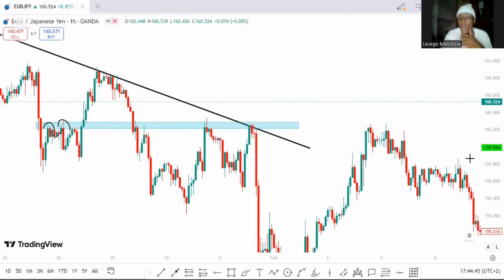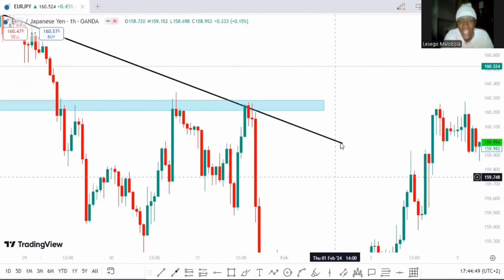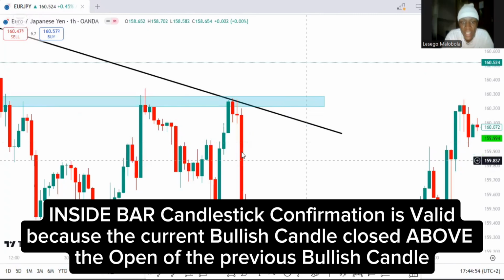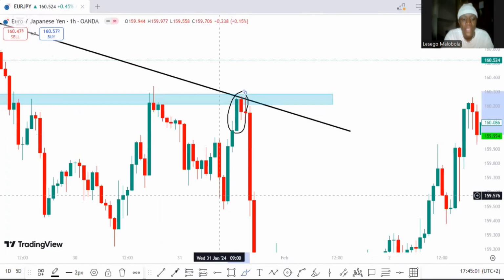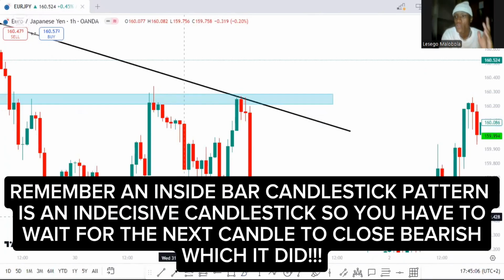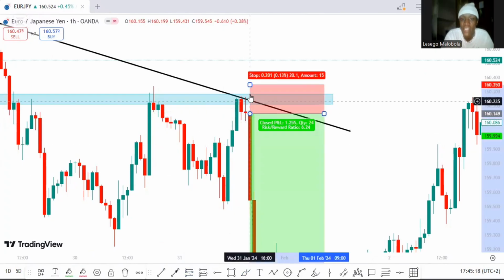So what do we do after that? We just simply look for our candlestick patterns. What do we have right over here? As you can see, we have a nice inside bar candlestick. Why do I say that? Because you can see that this bearish candlestick right over here closed inside this bullish candlestick. What did I say about an inside bar candlestick? An inside bar is an indecisive candlestick, and you obviously have to wait for the next bearish candlestick. You understand me? So you can see that we have a next bearish candlestick, and with that being said, this would have been a nice entry point for us to take advantage of.